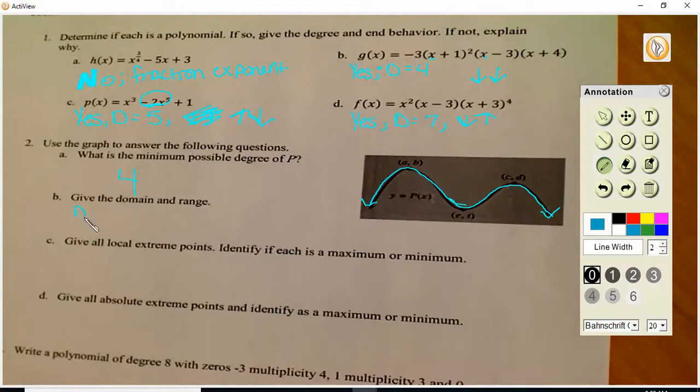Domain. As you go from left to right, this keeps going in both directions, so domain. Range. From the bottom up. So this keeps going down forever, so it goes from negative infinity to whatever AB is at. So it would just be the y value of that point. That would be the highest y value you reach. So it's from negative infinity to b, whatever b is. Because range talks about your y.